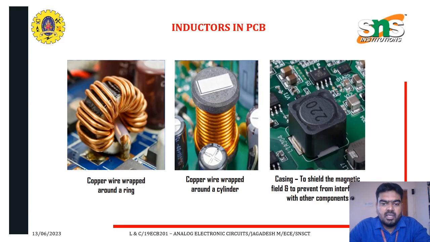You can see the actual inductors available on the PCB board given here. The first one is copper wire wrapped around a ring. The second is copper wire wrapped around a cylinder, with a casing to shield the magnetic field and to prevent interference with other components. The shield is wrapped by the casing. So these are the inductors you can see in the printed circuit board.